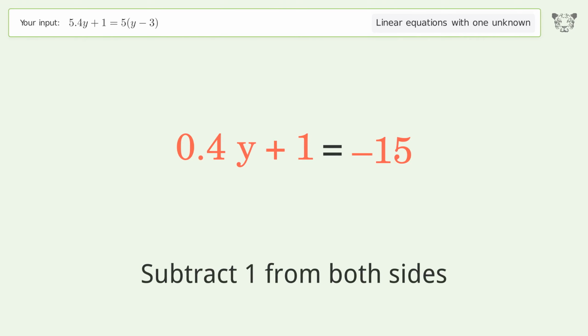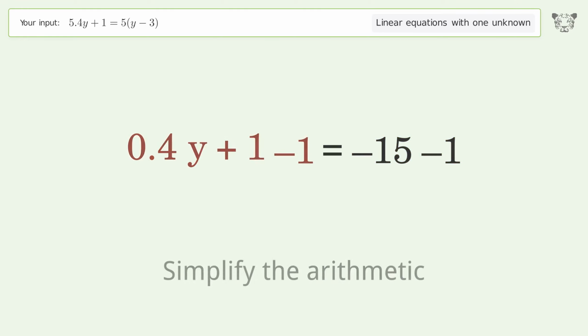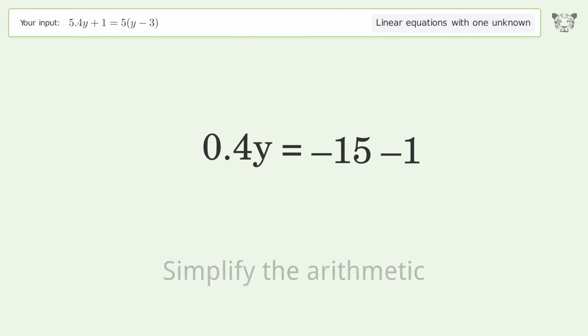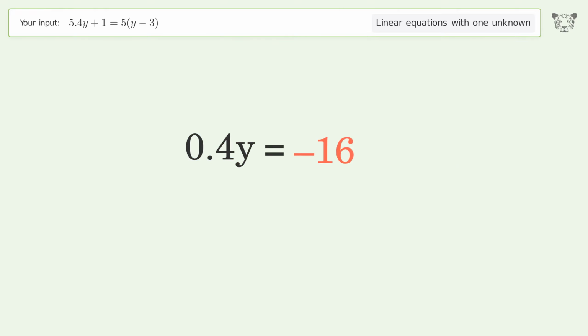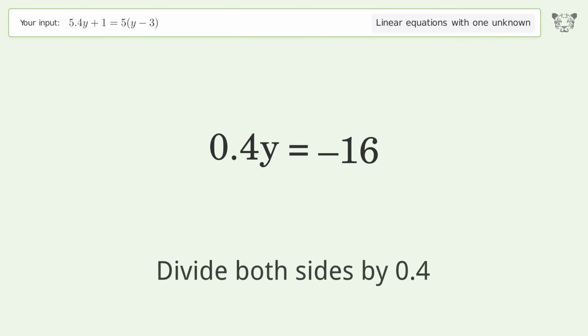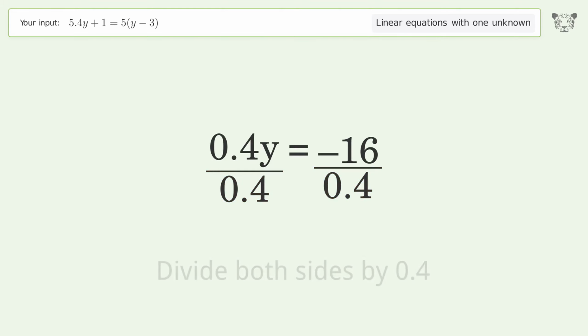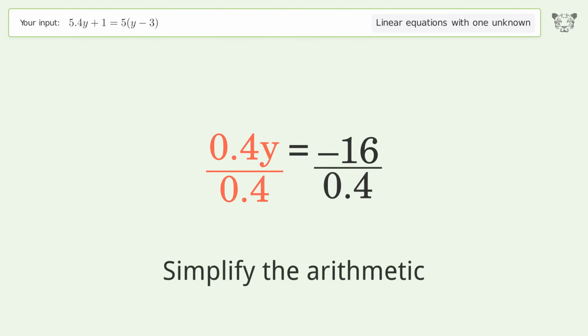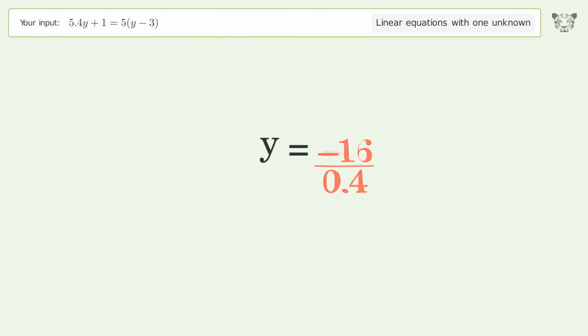Subtract 1 from both sides. Simplify the arithmetic. Isolate the y. Divide both sides by 0.4. Simplify the arithmetic. And so the final result is y equals negative 40.